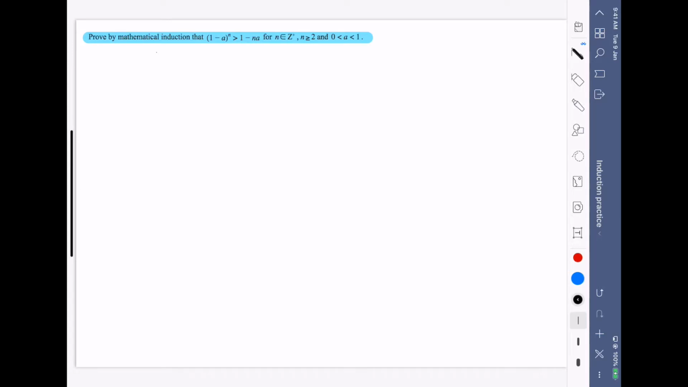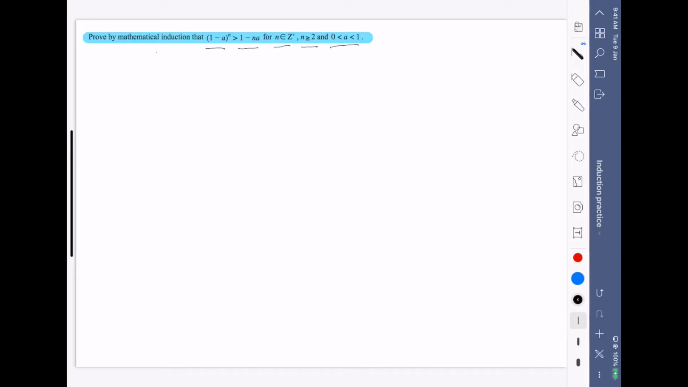Alright, and here's the third question that we will be attempting. So this question says, prove by mathematical induction that (1 − a)^n is greater than 1 − na, for n being a positive integer greater than or equal to 2, and a lies in between 0 and 1.